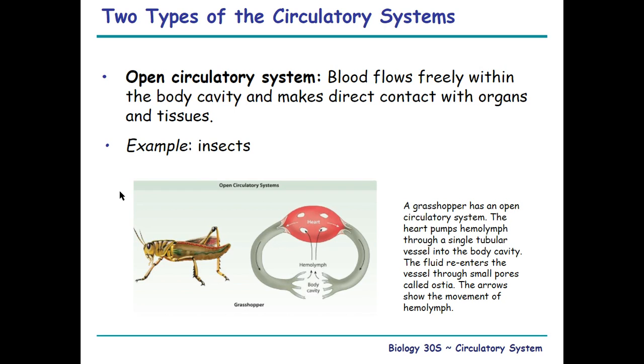The heart pumps hemolymph through the single tubular vessel into the body cavity. The fluid re-enters the vessel through small pores called ostia. The arrows show the movement of the hemolymph. You can see here.